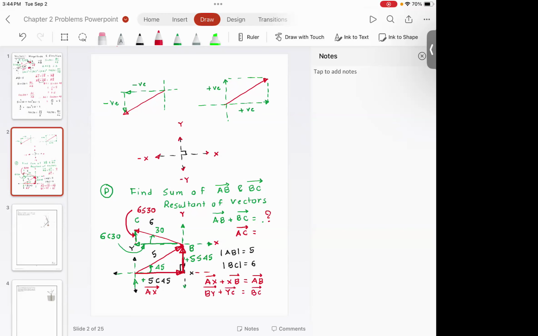Now what I have to do is sum these components. And how do I sum these components? Dollars to dollars, pesos to pesos. Now please understand.